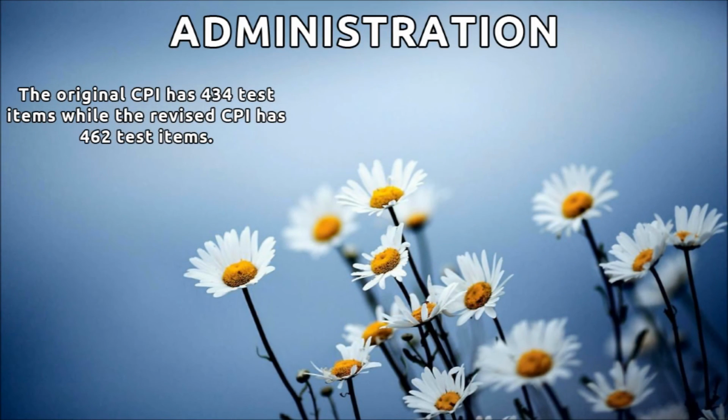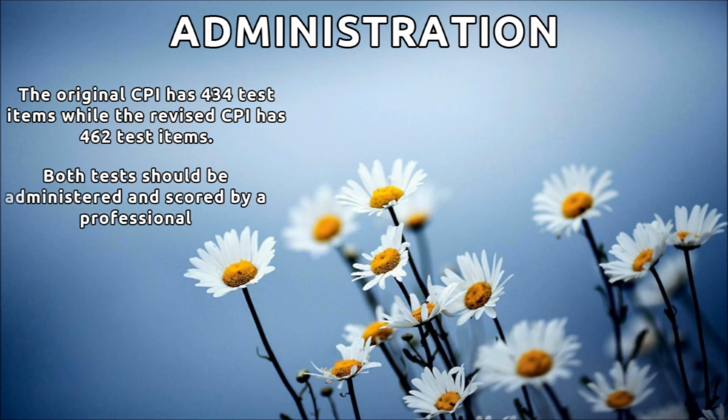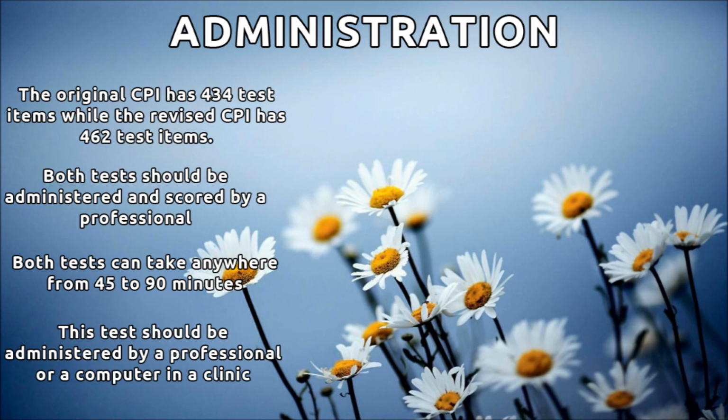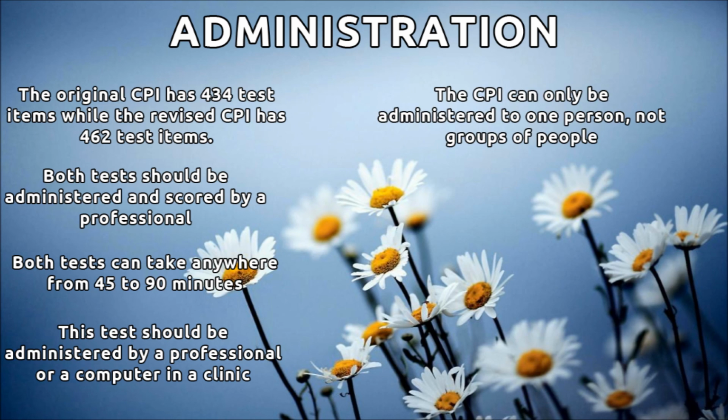Now I'm going to talk to you a little bit about administration of this test. The original CPI has 434 test items, while the revised CPI has 462 test items. Both tests should be administered and scored by a professional. These tests can take anywhere from 45 to 90 minutes. This test can also be administered on a computer in a clinic. The CPI can only be administered to one person at a time and not groups of people.